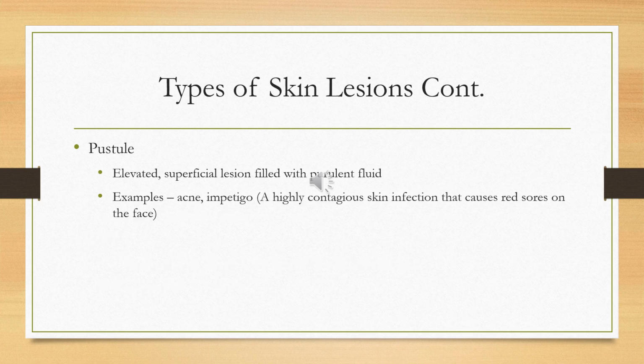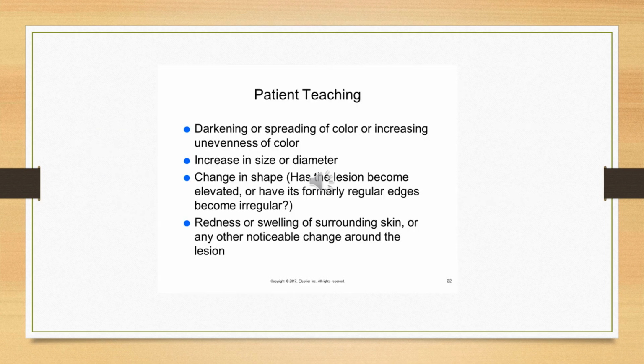Another type of skin lesion would be like a pustule, and so that would be also an elevated lesion, and it's filled with purulent fluid. So purulent means like pus-like fluid. So you'll see that when we talk about acne, would be an example. Impetigo is also another type of pustule.